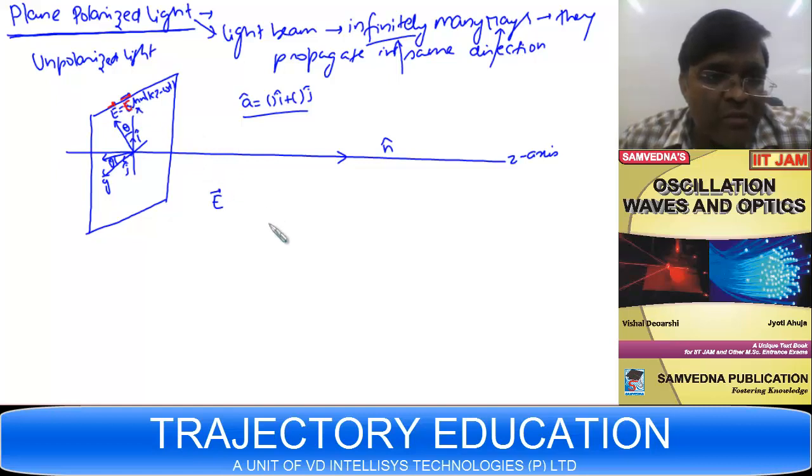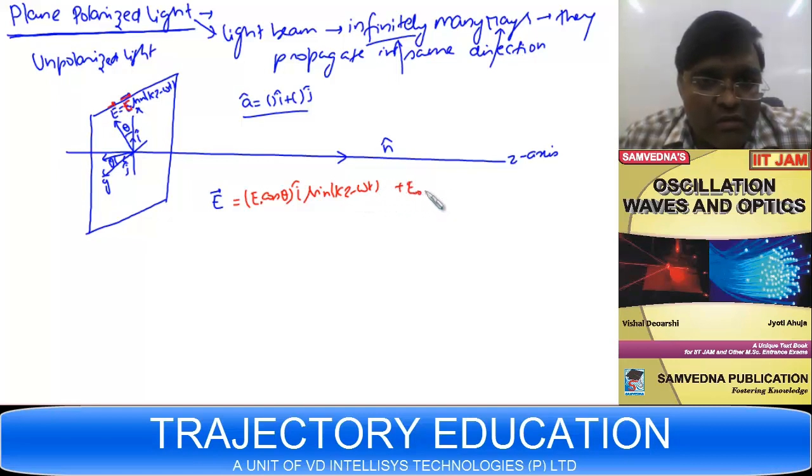This is E naught sin(kz minus omega t). This field vector can be written as E naught cos theta i plus E naught sin theta j.